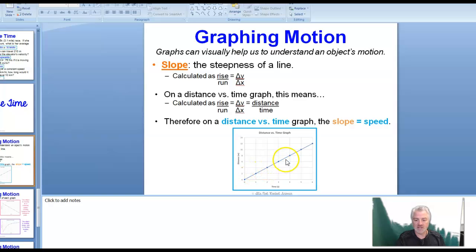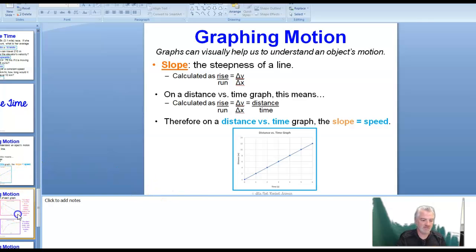So anywhere on this line, if you did the math, 8 divided by 4 is going to be 2. 10 divided by 5 would be 2. 12 divided by 6 is 2. So the answer to this graph was 2 meters per second. And so that's how you calculate. You can use the slope of the line to measure the speed. Now that's in a distance versus time graph.